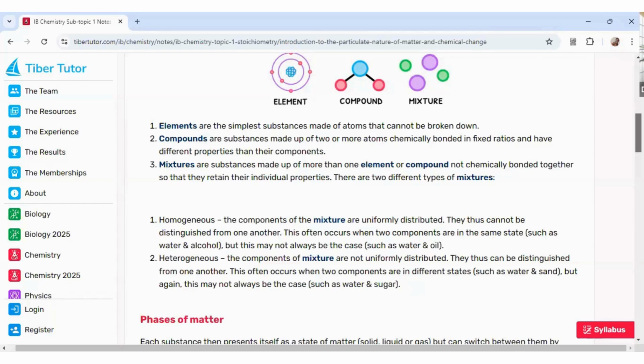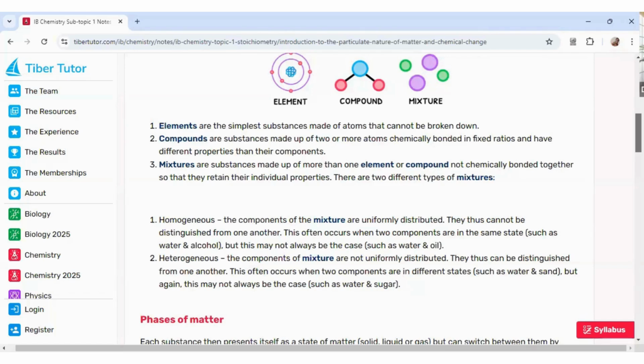So whenever Ayan, you are mentioning compounds, see, read the definition over here. I have shared my screen with you. Please read the definitions: elements, compounds, and mixtures. Elements are the simplest substances made of atoms that cannot be broken down. Compounds are substances made up of two or more atoms chemically bonded in fixed ratios and have different properties than their components. Mixtures are substances made of more than one element or compound, not chemically bonded together, so they retain their individual properties. There are two types of mixtures: homogeneous and heterogeneous. Understood? Fine.